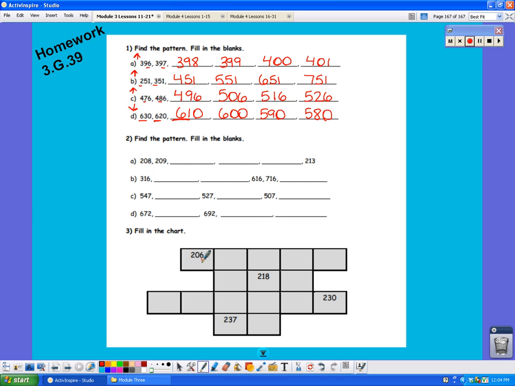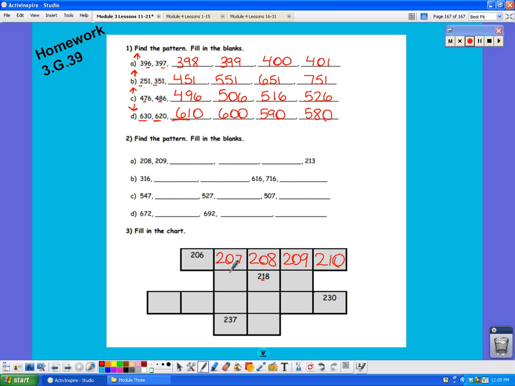So 206, 207, 208, 209, 210. Now, when we go down to our second row, we see 218. Well, the only thing different about this row as opposed to the number right above it is its tens. So we have obviously increased our numbers. Our numbers down here are going to be 10 more than the number above it.